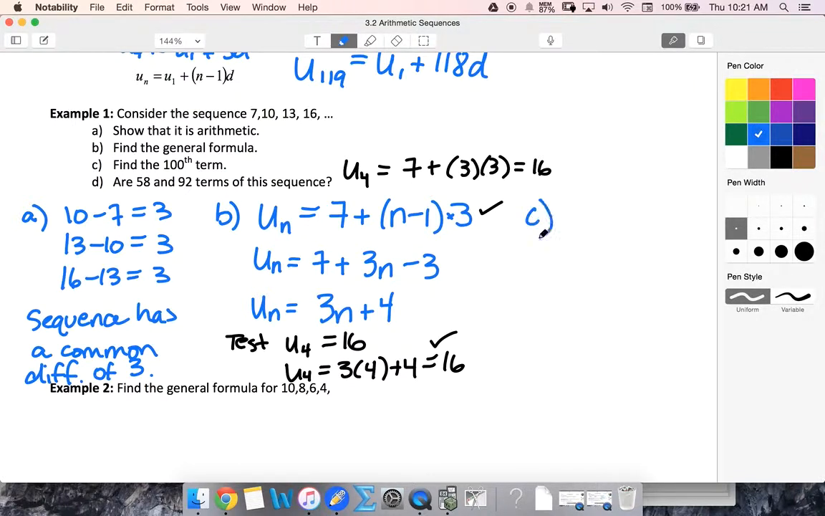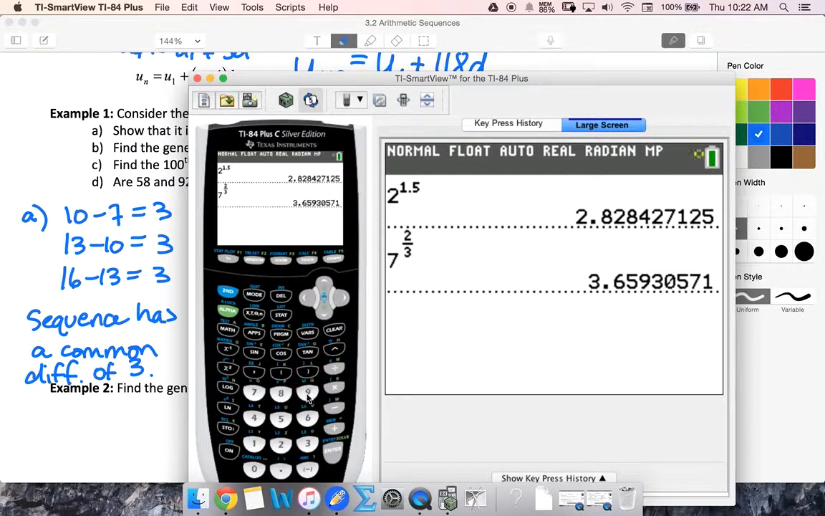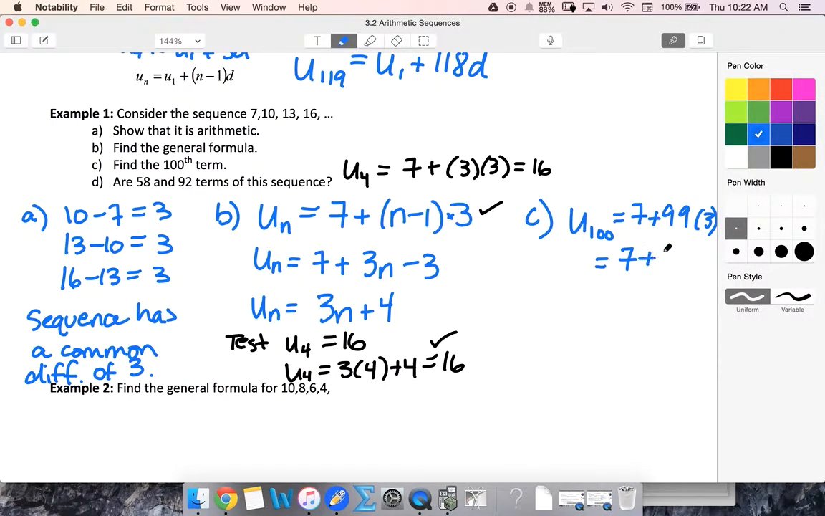Now I'm going to use one of those, it doesn't matter which one, to find the 100th term. So u sub 100, well, that's going to be the first term plus 99 threes. Remember, it's always 1 less than the term we're looking for. So 7 plus 99 times 3, 297, and then plus 7, 304. So the 100th term, if I kept going all the way out to 100 terms, I would get 304.